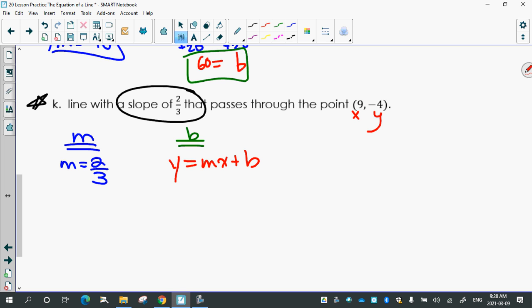Okay, so we're going to put negative 4 in for y. M is 2/3. X is 9. Oh, that works out nicely for us. They're really nice to us.